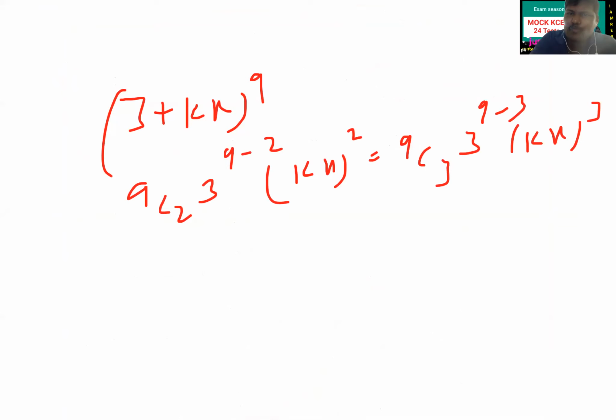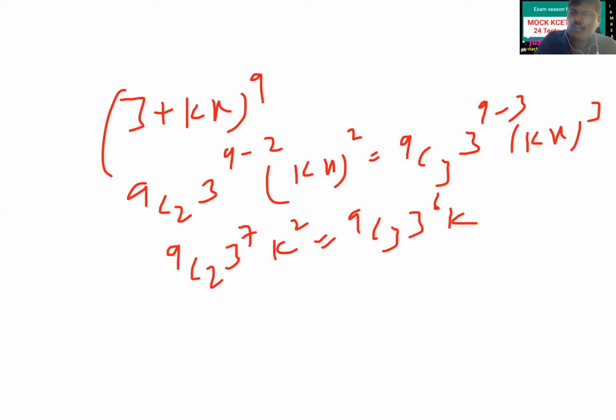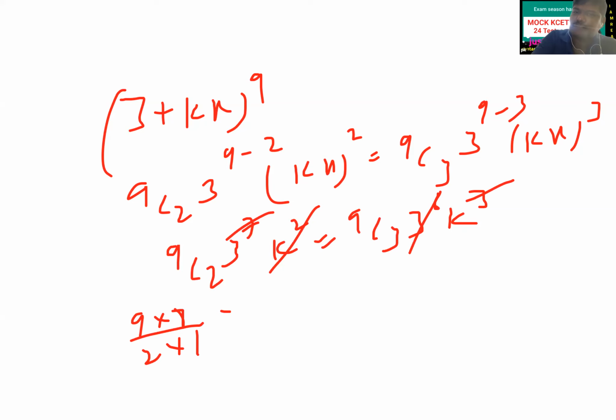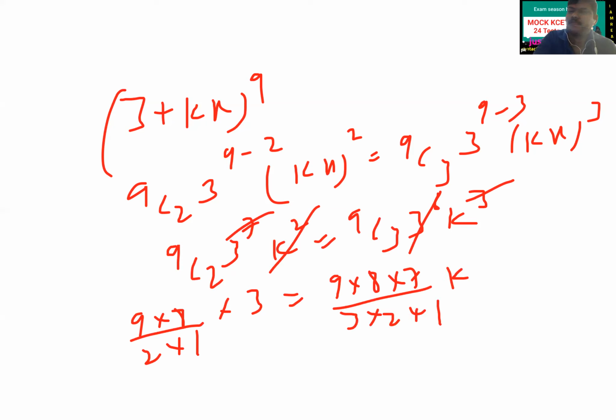Quotient of x square and x cube. What is the quotient here? 9C2 3^7 k^2 is equal to 9C3 3^6 k^3. These are the quotients. Equate. 9C2 is nothing but 9 into 8 by 2 into 1. 3^7 here and 3^6 there, 3 is left. k^2 and k^3, k is left. Into 3 is equal to 9C3, which means 9 into 8 into 7 by 3 into 2 into 1 into k.